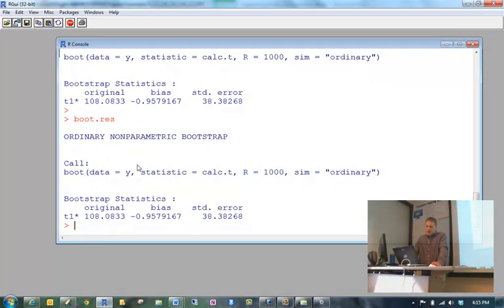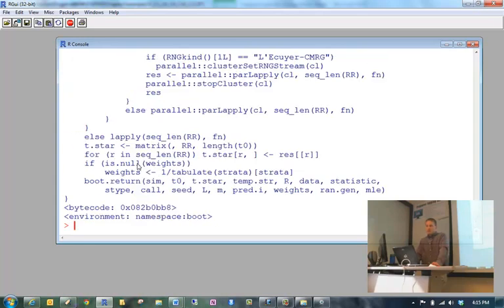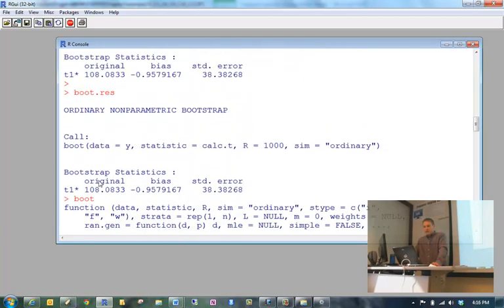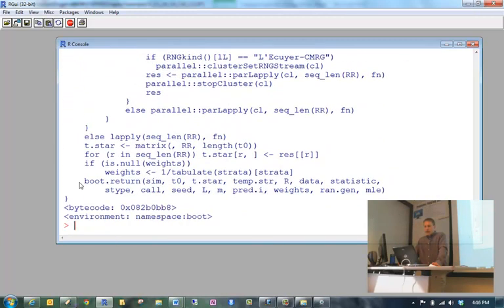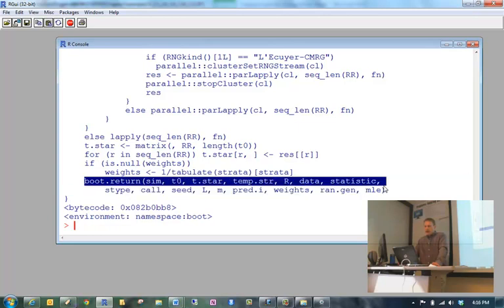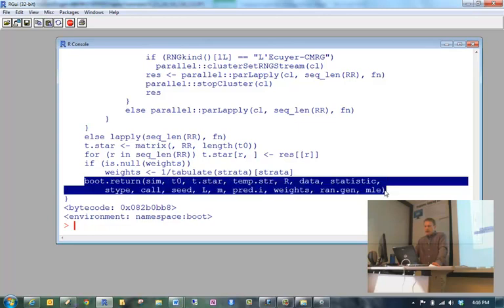And to help you learn more about R as we go along in this course, you can look inside the function boot. Here's the whole function boot. The very last line is what's returned to the user. Notice what it says here: boot.return, with a whole bunch of stuff in parentheses. What that basically means is it executes a function at the very last line called boot.return.